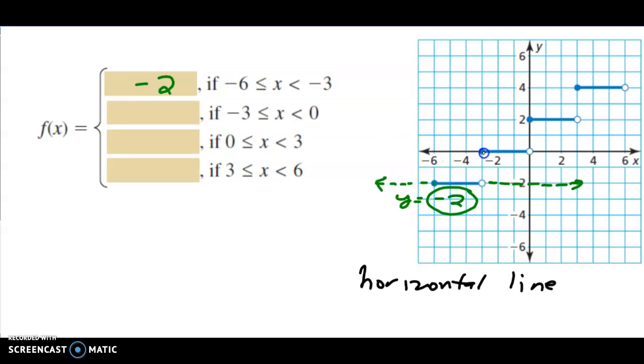Now what about from -3 to 0? Is that also a horizontal line? Yes. What is the y value there? It's 0. How about here? Horizontal line, the y-intercept is 2. And for the last one, horizontal line, slope is 0, and the y-intercept is 4. So that means in all of its 4 domains, the expression is just a constant function representing the graph.